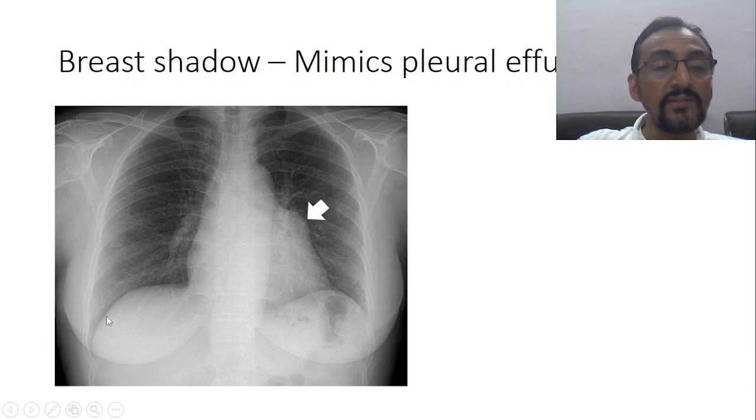See, actually this is the dome of the diaphragm. This is the right dome of the diaphragm. This is the left dome of the diaphragm, and this is the breast shadow which is present over here. Okay, so this is giving a wrong impression of pleural effusion. That has to be kept in mind.